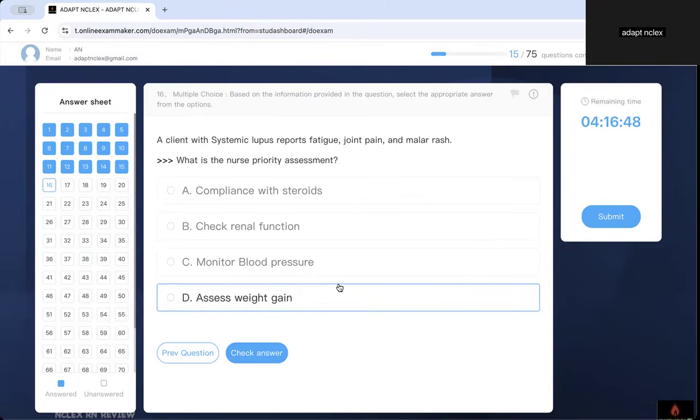What is about this patient? A client with systemic lupus reports fatigue, joint pain, malar rash. That is the diagnosis of what?